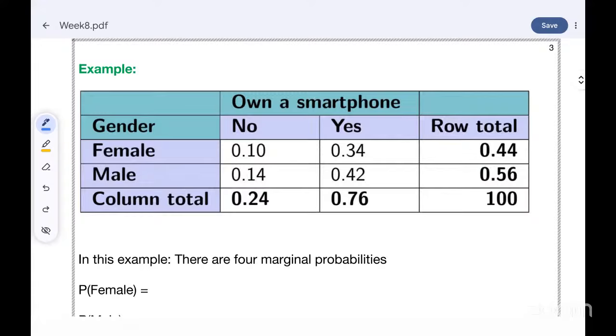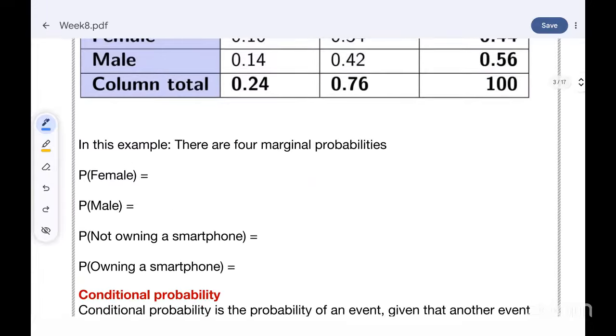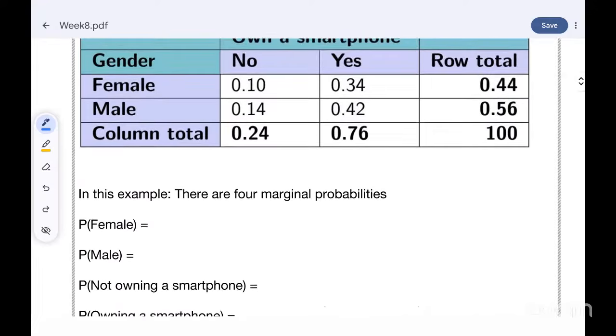In the next example, we also have 4 marginal probabilities because we have 2 row sums and 2 column sums, right? So in this particular case, can you say what is the probability of female? How many females are there in total? And what is the probability of a person being a female in this scenario?